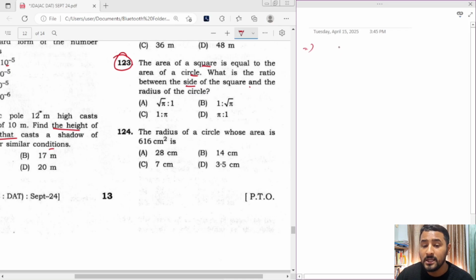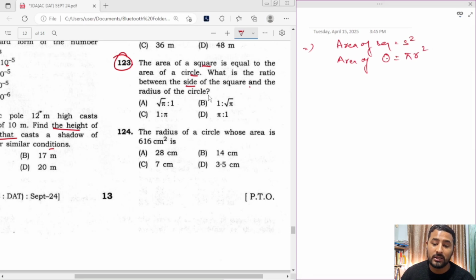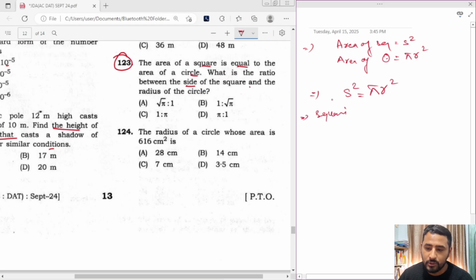So what you should know is, area of a square is how much? Area of a square is side square, right? And what about the area of a circle? Area of a circle is pi r square. But what they want the ratio of is side s and radius of the circle. So let us set the areas equal. Side square is equal to the area of circle, pi r square. Let us take the root on both sides.